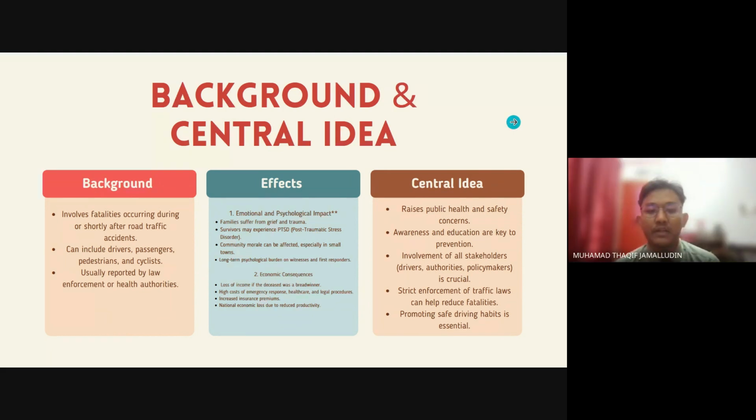Okay, now for the effects. There are 2 effects that may happen to the victim. First, emotional and psychological impact. Families suffer from grief and trauma. This is because one of their family members has been in an accident and it may be a trauma to family members. And then survivors may also experience PTSD, or post-traumatic stress disorder, because they are afraid that something similar will happen again in the future. Third, community morale can be affected, especially in small towns. And lastly, long-term psychological burden on witnesses and first responders.